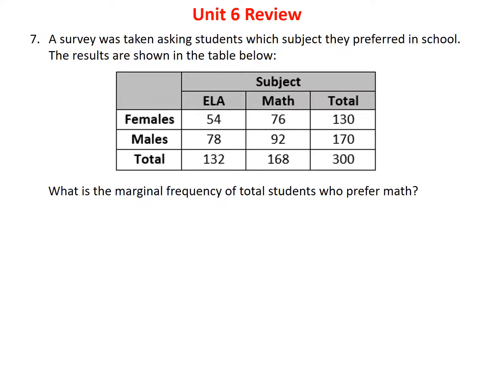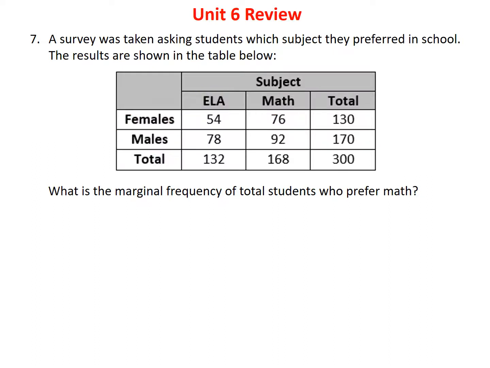Problem 7 involves a two-way frequency table. If you notice here on the frequency table, they're taking a survey and comparing males and females whose favorite subject is either ELA or math. And so they put all the data into this two-way frequency table.